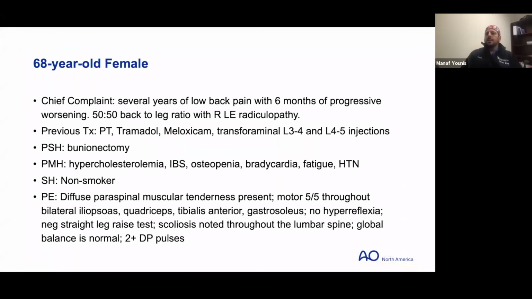Next slide. Well, I'm going to present a 68-year-old lady who presented with several years of low back pain, with 6 months of progressively worsening pain with right lower extremity radiculopathy. She received multiple transforaminal steroid injections, which provided only transient relief, and has taken tramadol and meloxicam to control her pain. On examination, she had diffuse paraspinal muscle tenderness, intact motor and sensory exam, no hyperreflexia, and negative straight leg raising. We noted a curvature throughout her lower back. Her coronal and sagittal balance were normal.